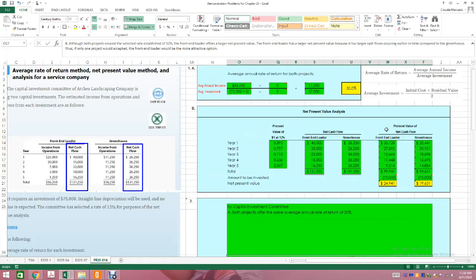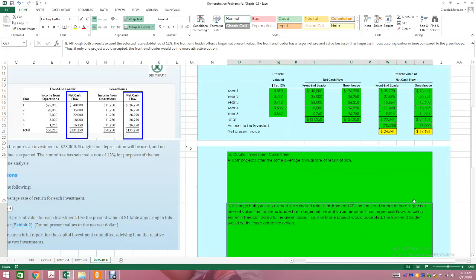Running both analyses and comparing them, regardless of the option I choose, my average rate of return is 30% for both. But looking at the net present value of my cash flows, I'm going to get a higher present value for my front end loader than my greenhouse, because I am getting higher net cash flows in the first 2 years versus steady cash flows for my greenhouse. So if you had to make a recommendation to management, the recommendation would be to invest in the front end loader.